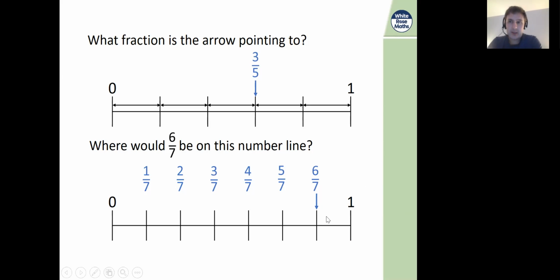Now I said there may be a cheat. You may have noticed that 6/7 is 1 less than a whole, which would have been 7/7. That would have been obviously here. So we know it's the 1 before that. That would have been another way to do it.